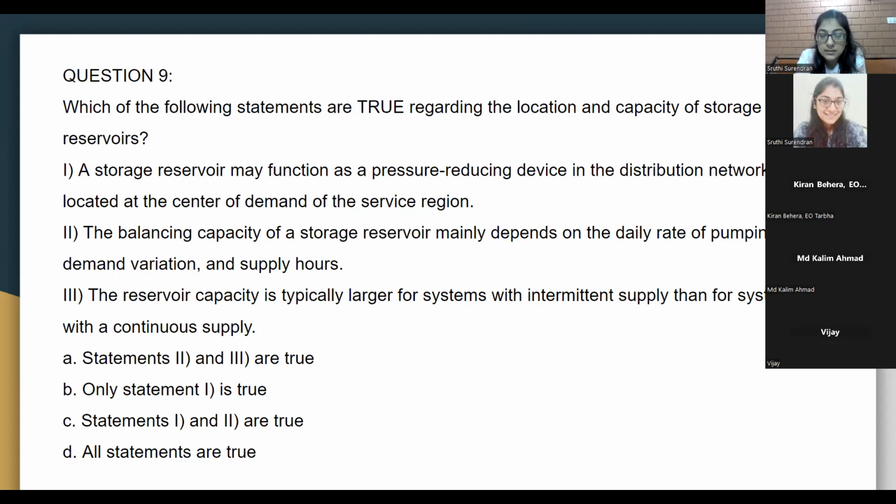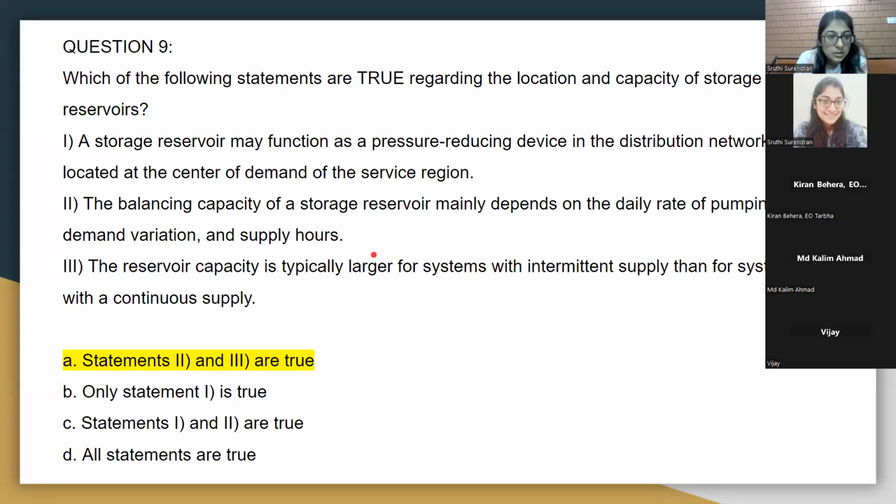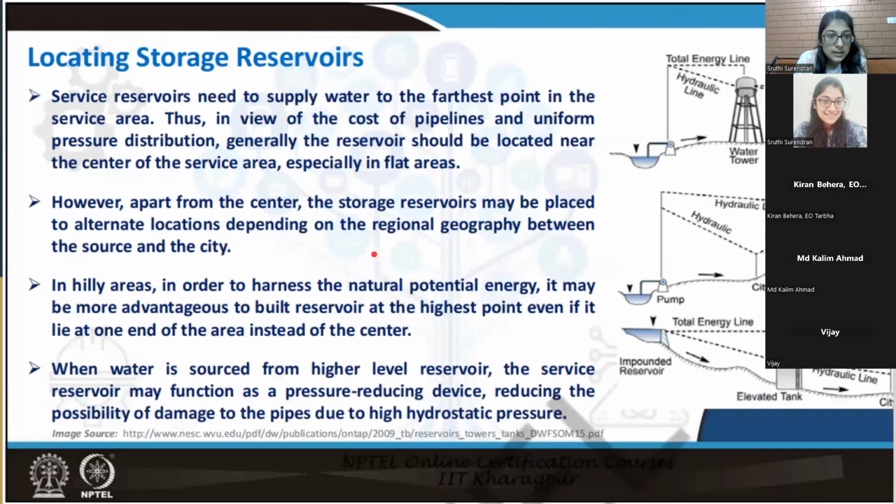Okay, I don't see many answers coming, so I'll move on to the explanation. Here, statements 2 and 3 are true. Why? We'll see.